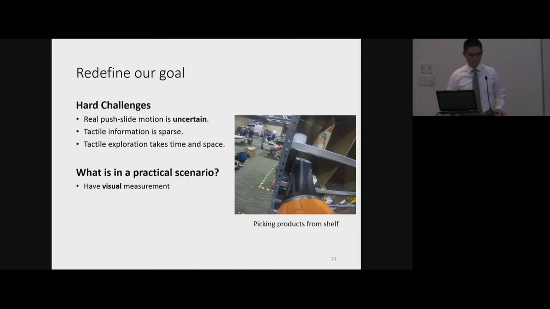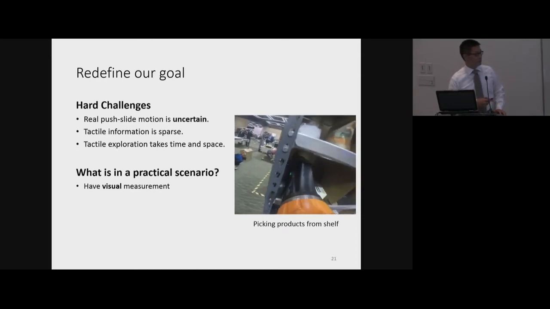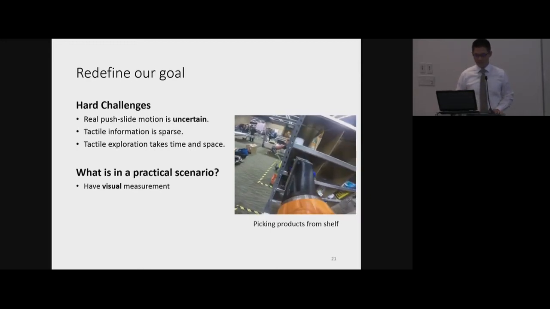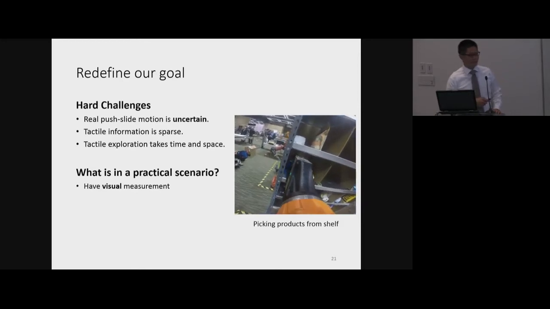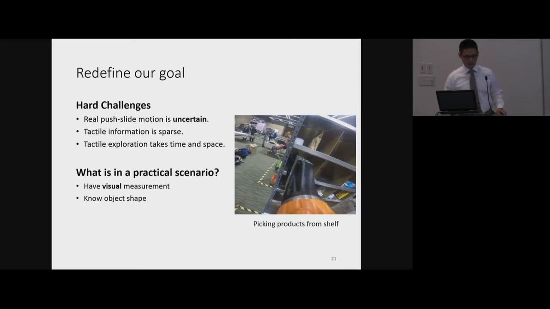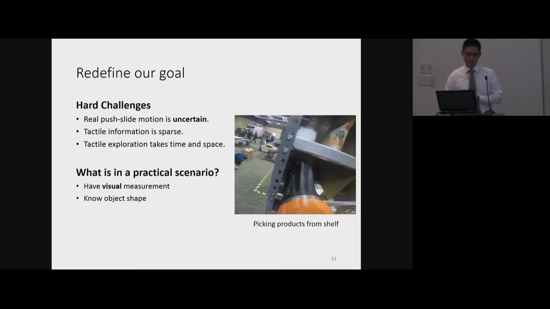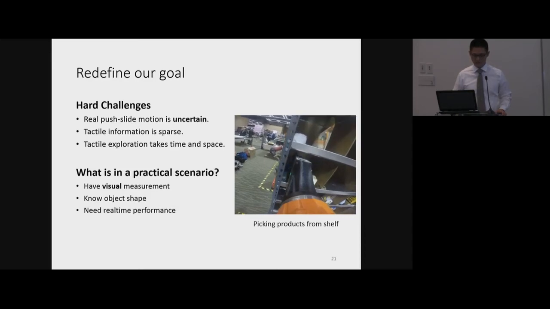So we are thinking about what is practical scenario. And at that time, we also participated in the Amazon Picking Challenge, which is about picking objects from a shelf. And it is okay to add some visual measurement as an initial guess of where the object is. And also, it's okay to use the camera to find out the ID of the object and look up a table to find out the shape of the object.